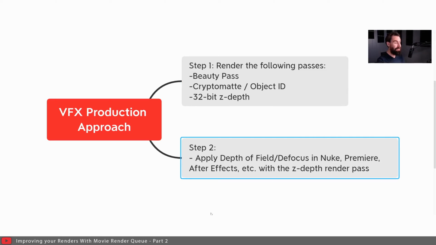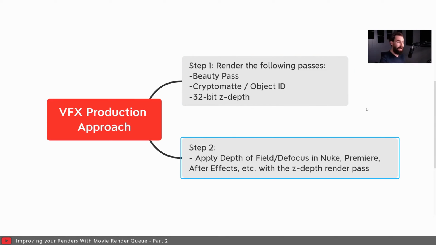Step two is you apply the depth of field or defocus in Nuke, Premiere, or After Effects, Resolve, whatever, with the Zdepth render pass. So all the depth of field, all the defocusing is done in post. You don't actually do it in the render. Why is that? Because in Arnold or Redshift, V-Ray, whatever, rendering depth of field is super time consuming. It takes much, much longer to render with depth of field than it is to just apply the depth of field in post. You have way more control doing it in Nuke. It's way faster to do it in Nuke. So that's why we do it that way. All that is made possible because of the 32-bit Zdepth pass.